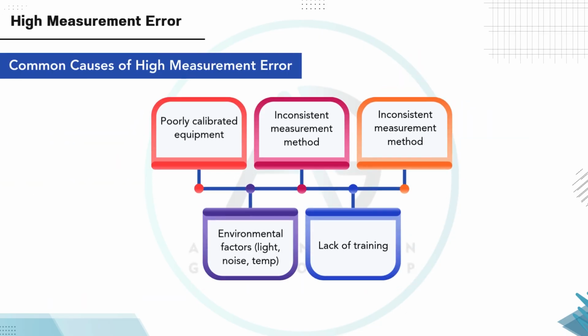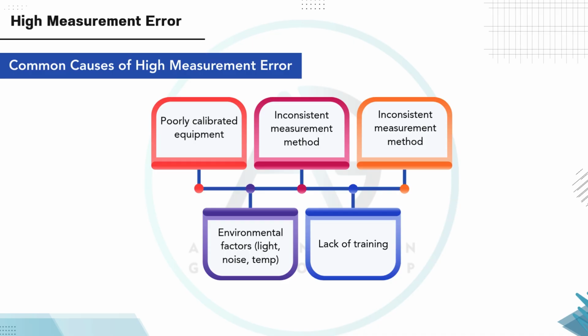Now let's talk about what leads to high measurement error in a process. Measurement errors can significantly affect the reliability of our data. This slide highlights some common causes of high measurement error. Poorly calibrated equipment. If our tools or instruments aren't properly calibrated, the measurements they provide won't be accurate. This is a technical issue, but a very frequent one.